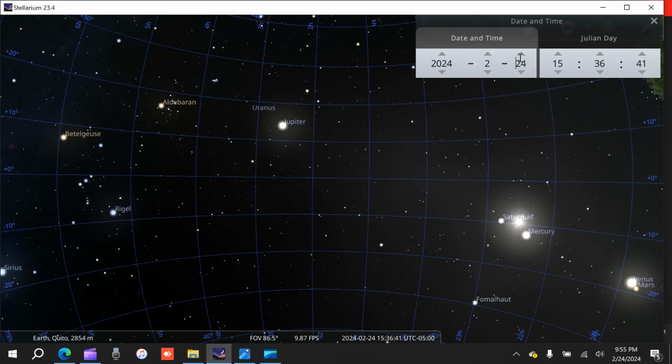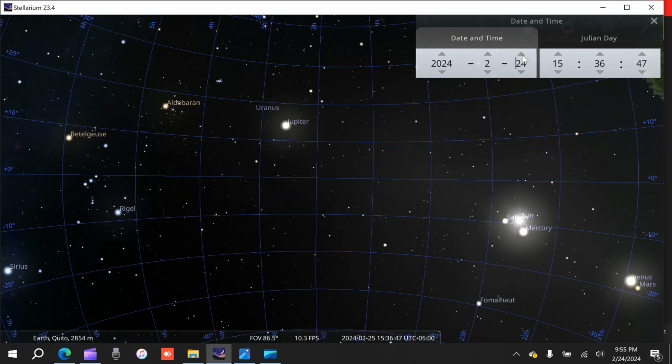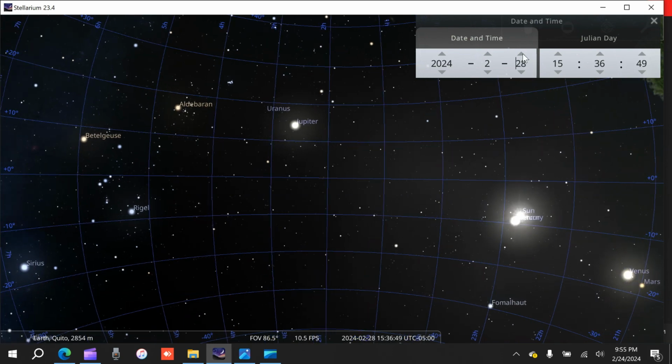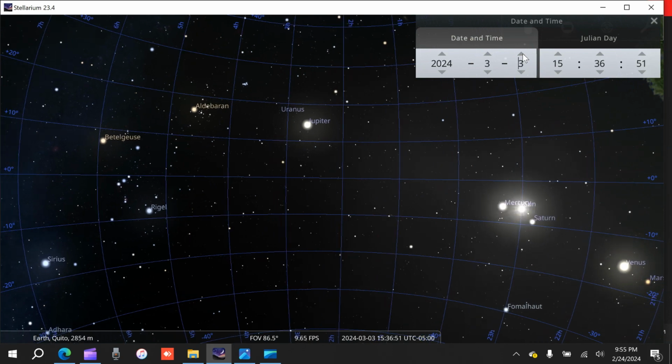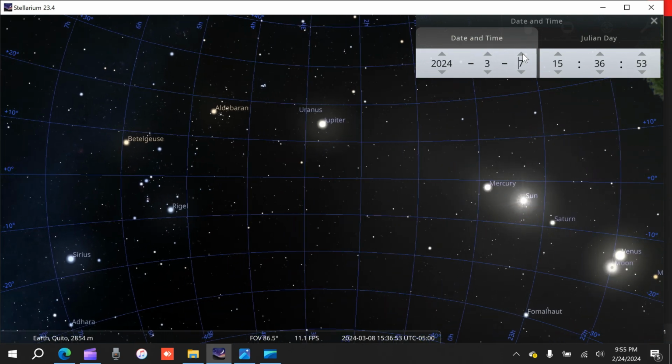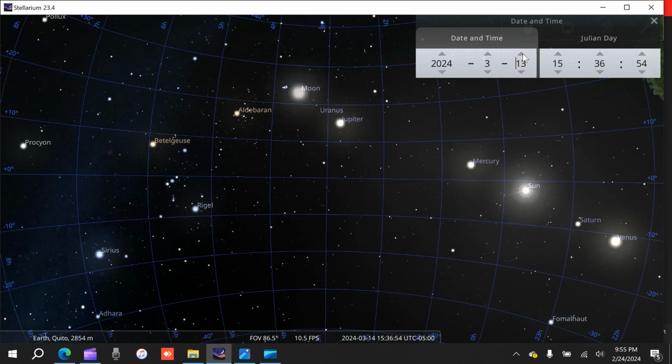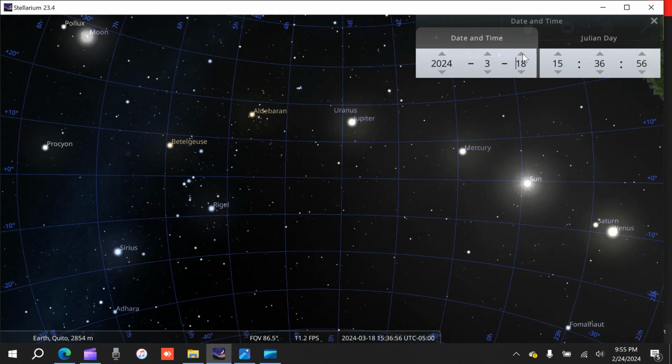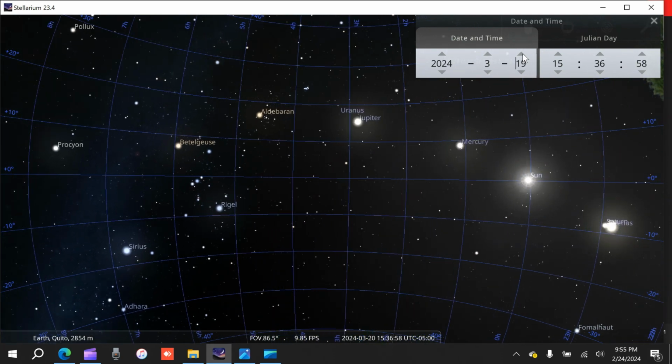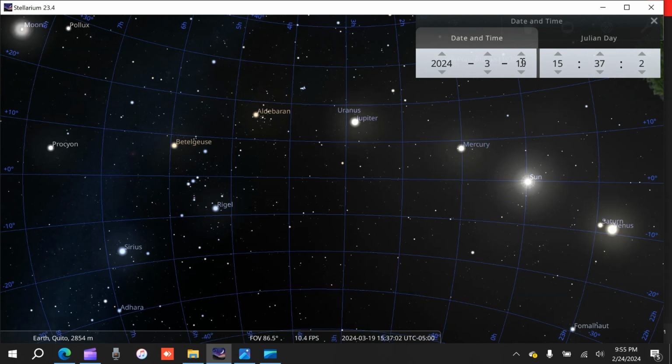But anyway, we're looking to see the sun approach the celestial equator, that middle line of heaven. As I advance the dates, we're getting closer. You see how the sun's getting closer, getting closer, getting closer. And right around the 19th or the 20th, it looks like it must have crossed over somewhere between the 19th and the 20th.